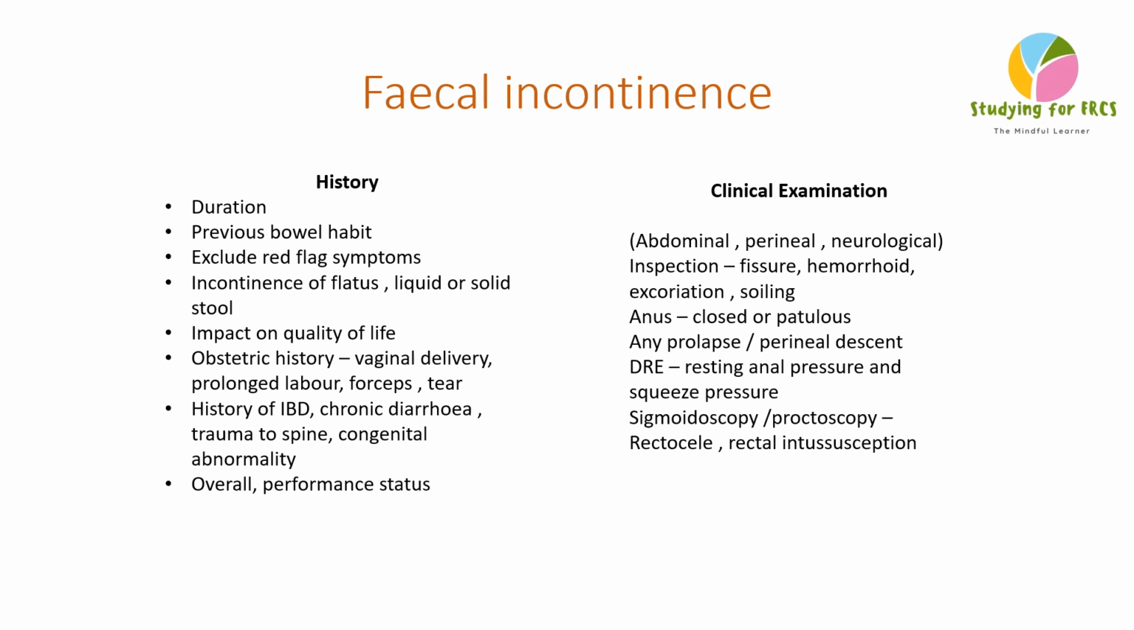On clinical examination, abdominal, perineal, and neurological examination should be done. Inspection to see any fissure, hemorrhoid, excoriation, or evidence of soiling. Anus, whether it's closed or patulous. Any prolapse or perineal descent present when the patient is asked to strain. On DRE, the resting anal pressure and the squeeze pressure need to be assessed, and also whether any sphincter defect is felt. Sigmoidoscopy or proctoscopy to see rectocele and rectal intussusception. We have to exclude any visible rectal prolapse, rectovaginal fistula, cloacal deformity, and evacuation disorder.